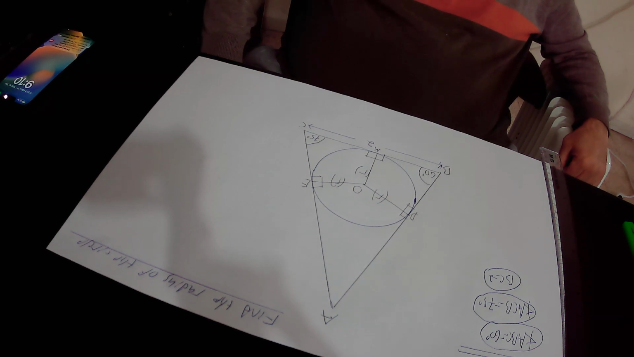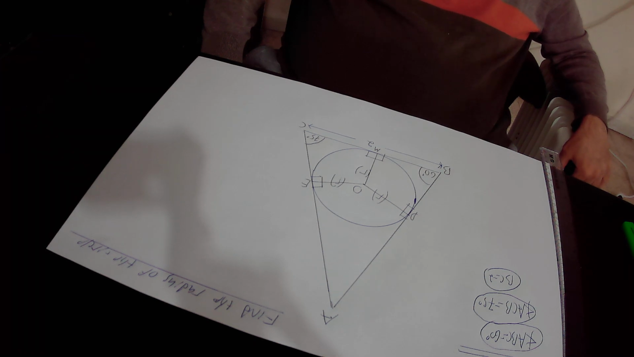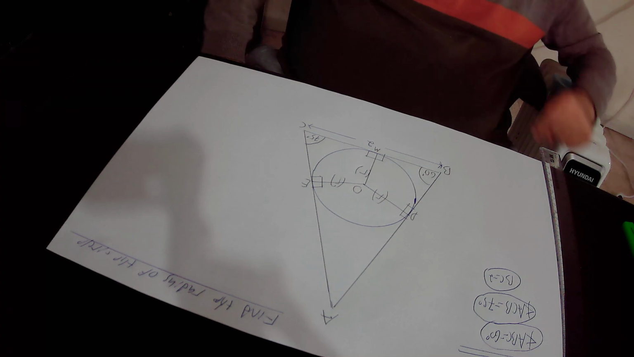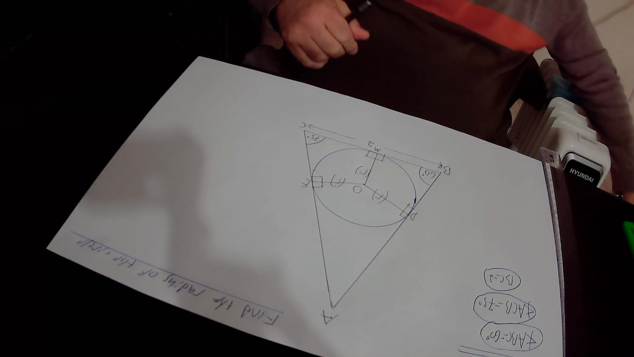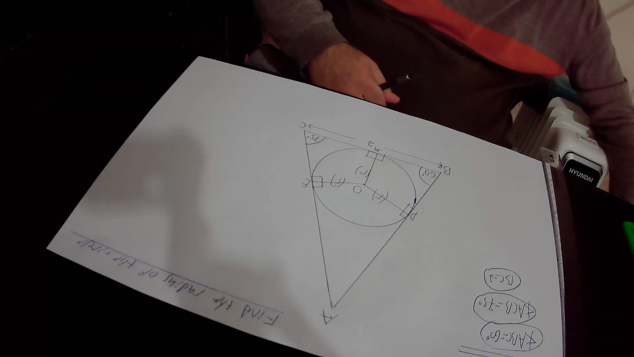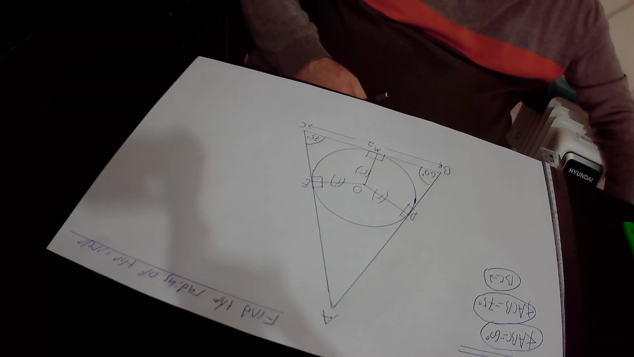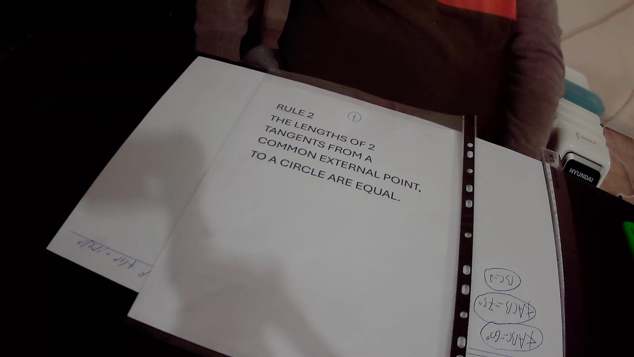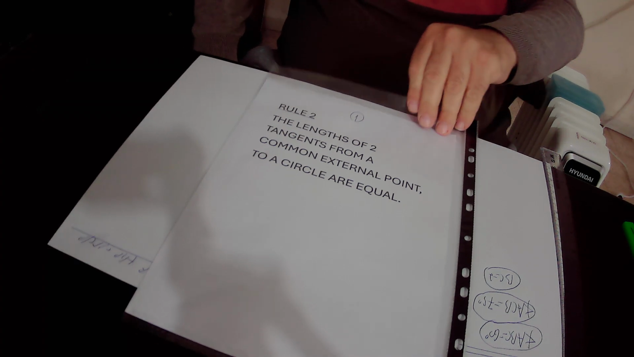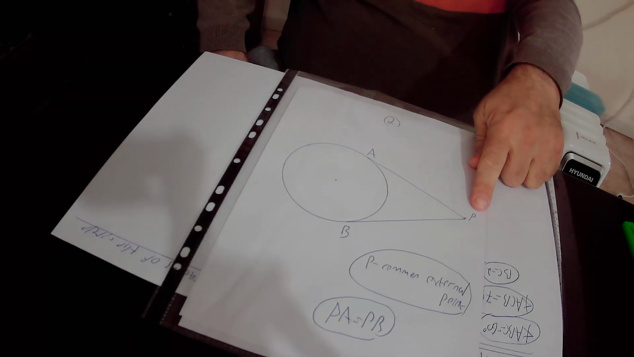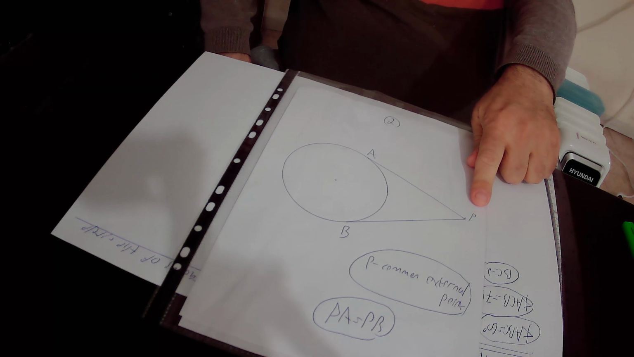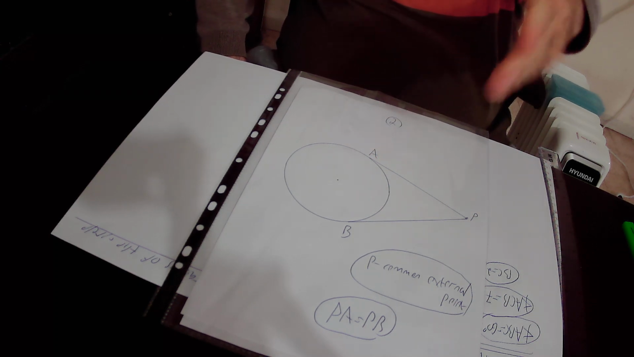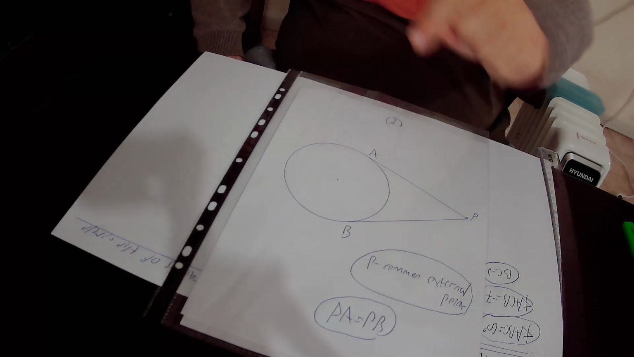In the next step, we will present rule number 2, which we can implement here. According to rule number 2, the lengths of two tangents from a common standpoint to a circle are equal. Here we have the common standpoint point P. From the common standpoint point P, we have two tangents to this circle, tangent PA and tangent PB. According to this rule number 2, they are equal to each other. That is to say, PA equals PB.